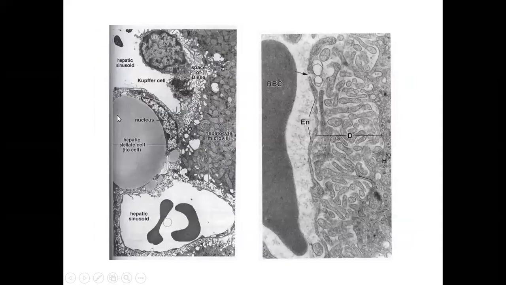This picture just shows you the appearance of the liver cell and other structures under the electron microscope. This is the hepatic stellate cell, or Ito cell. Then we have the hepatocyte microvilli, which project into the space of Disse. Then we have the Kupffer cell, and the hepatic sinusoid here.